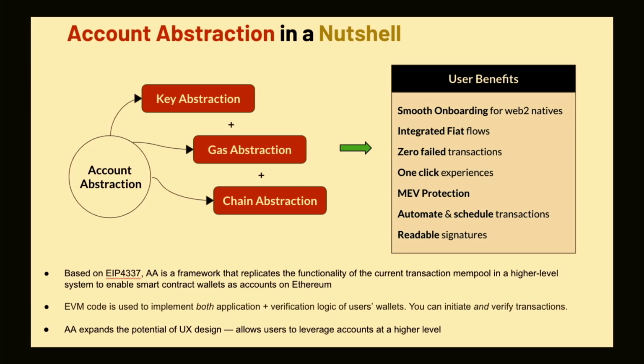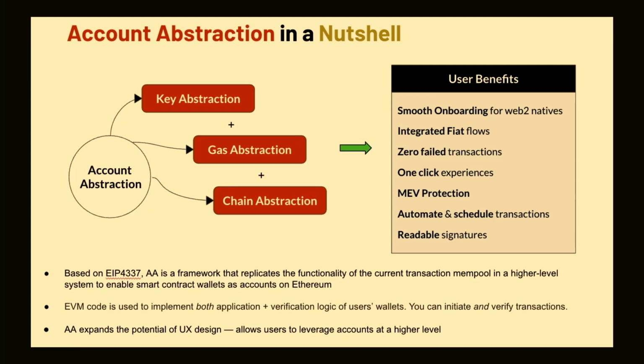Next thing on here was integrated fiat flows. So, adding the ability to pay by credit card to pay for gas, to pay by credit card for buying an NFT. All of these things become possible because now, again, with those additional constraints, that additional arbitrary logic, you can do whatever you want.